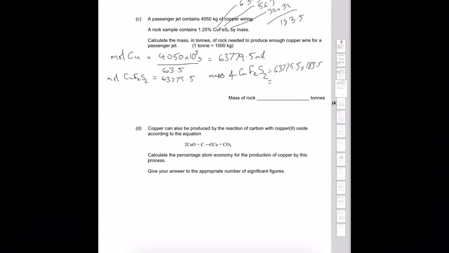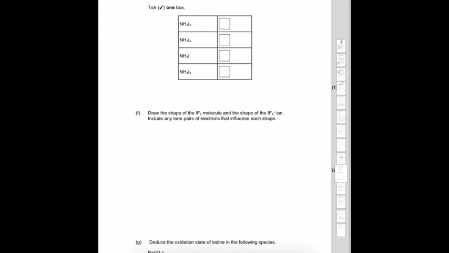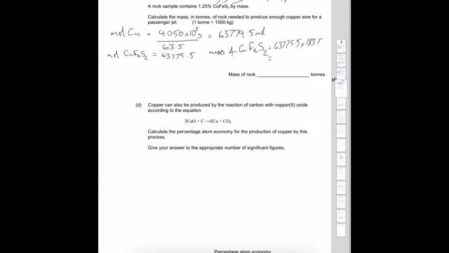Not sure what's taking so long here. Oops. Keeps jumping about here.